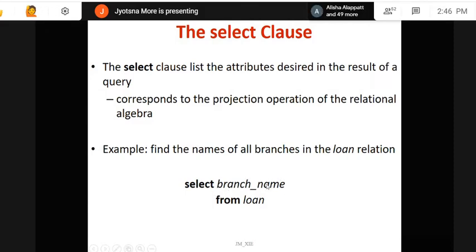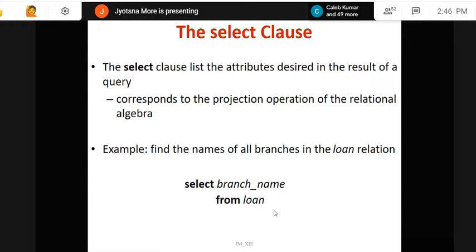With this, I will get the result as a branch name, and then below that, whatever branch names are available with the loan relation. Okay, names of all the branches. But instead of giving the heading as branch underscore name, I just want B name. So I can modify it as select branch name as B name from loan.